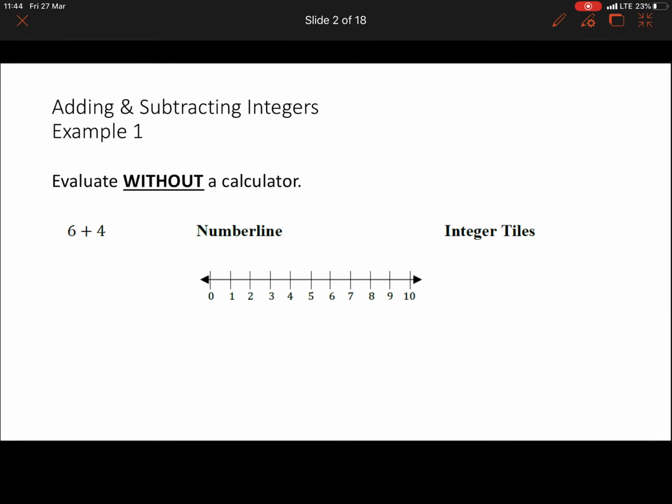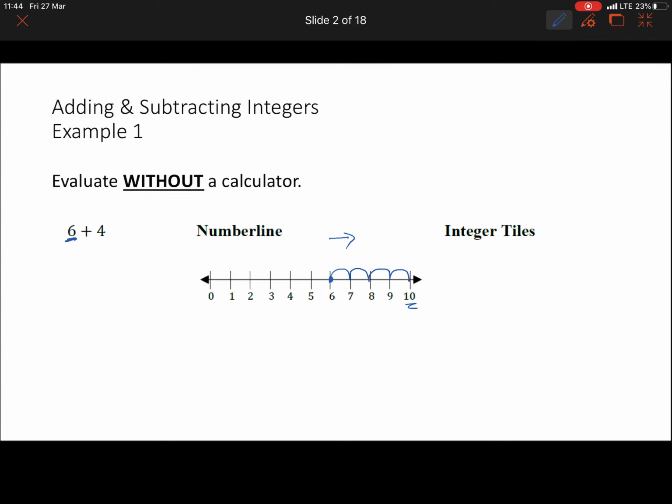6 plus 4, it's something that you've seen many times in primary school. So on a number line, you'd start at 6. A positive tells us to move to the right because we're adding on. And if I hop 4 times, it gives me an answer of 10.